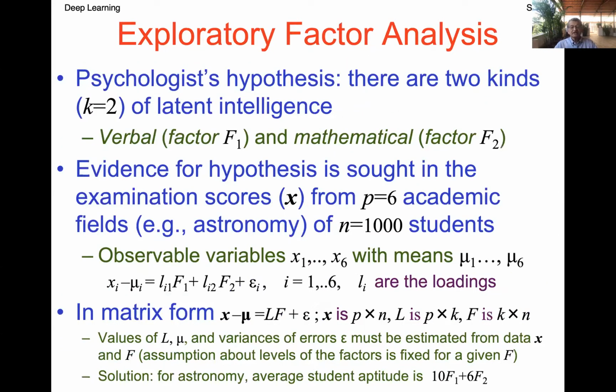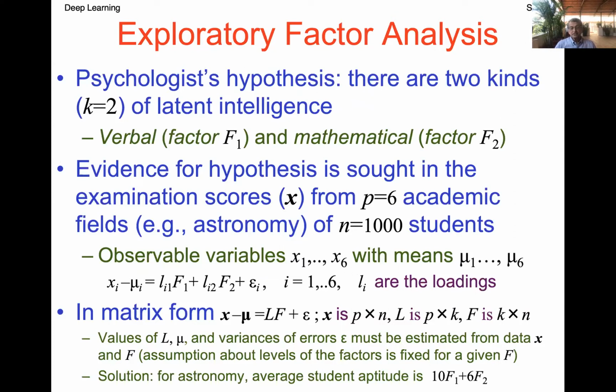So in exploratory factor analysis, let's say this is another example where psychologists have a hypothesis that there are 2 kinds of latent intelligence: verbal factor F1 and mathematical factor F2. The evidence for the hypothesis is sought in the examination scores from 6 academic fields. Astronomy is one of them. And there are 1,000 students who are taking this course.